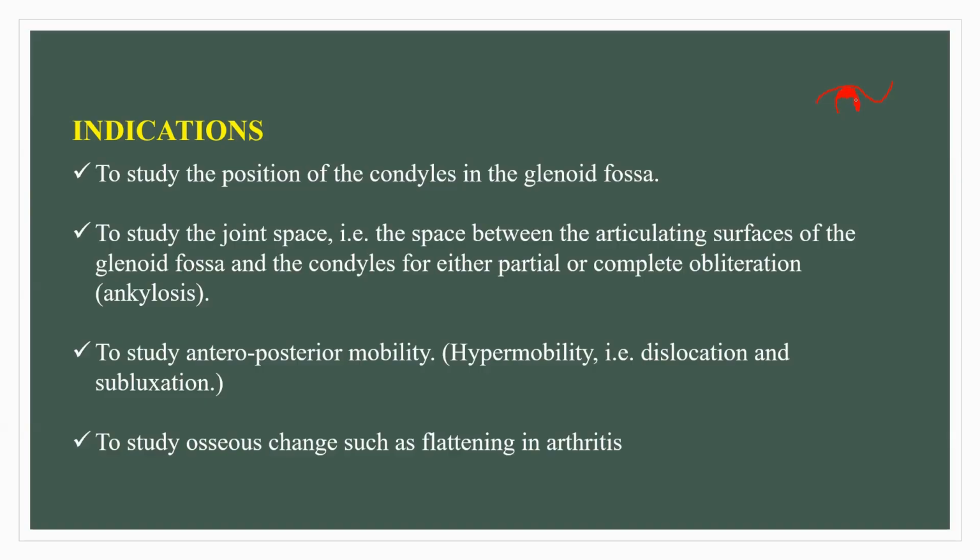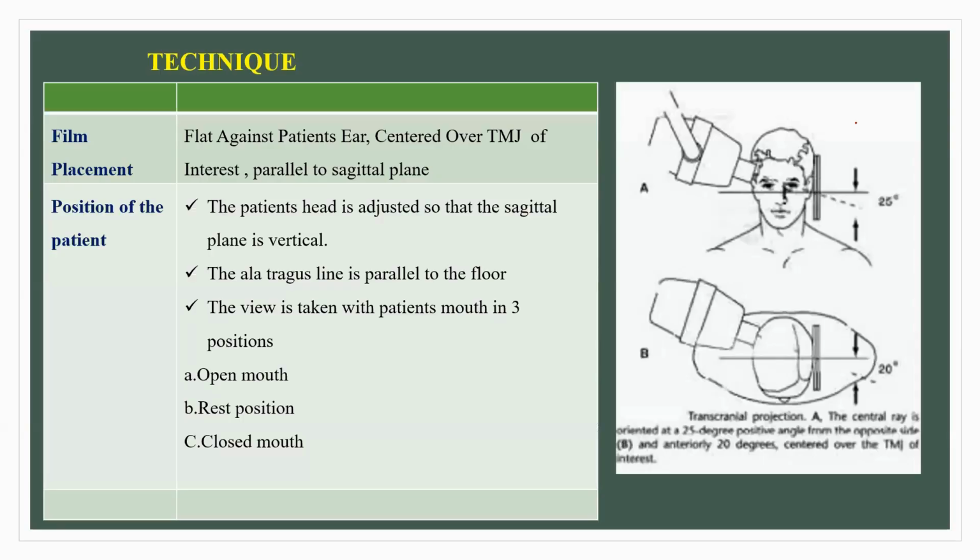Then to study the anterior posterior mobility, that is, if there's any hypomobility or any disc derangements, that can be visualized, and to study the osseous changes such as flattening in case of arthritis. Okay, in case of arthritis, is there any change in the morphology of the condylar head or in the articular eminence? That can also be visualized. So basically, in order to find out the relationship of the condyle with the fossa, if there is any disc derangement, any hypomobility, or any morphological alterations in the TM joint, that is how we are going to take the transcranial projection.